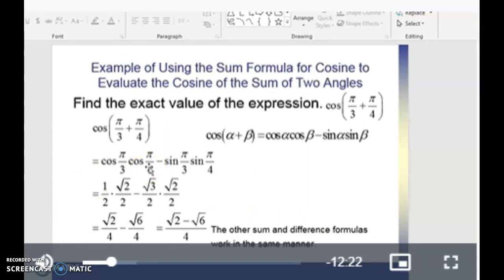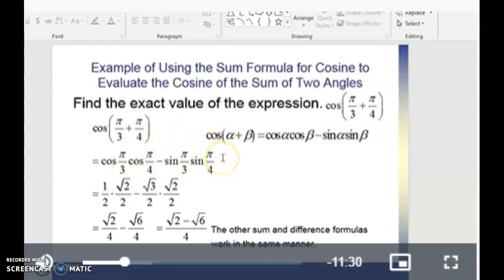Looking at some examples. This first example is of the cosine of the sum of two angles. The formula has been placed here again for convenience. So, plugging right into the formula, we are to take the cosine of the first angle, pi by 3, multiply that by the cosine of the second angle, pi by 4, and subtract from that what we get when we take the product, where we multiply the sine of the first angle, pi by 3, times the sine of the second angle, pi by 4.